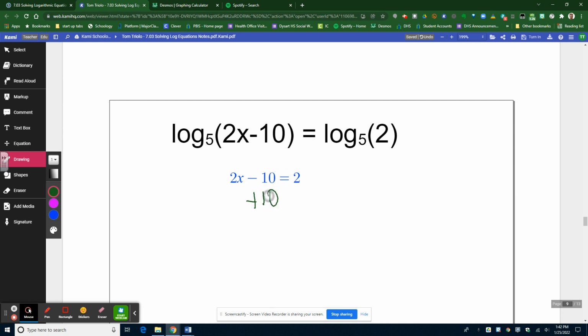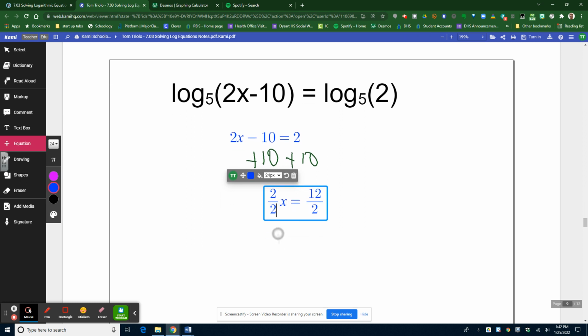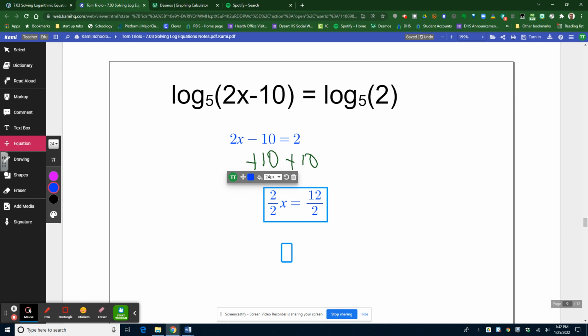Add 10. Divide by 2. 2x equals 12. Divide by 2, and I got myself an answer of 6. This one is one of those ones you probably could just check in your head. 2 times 6 is 12, minus 10 is 2, and that's a log 2 base 5 on both sides. Done.